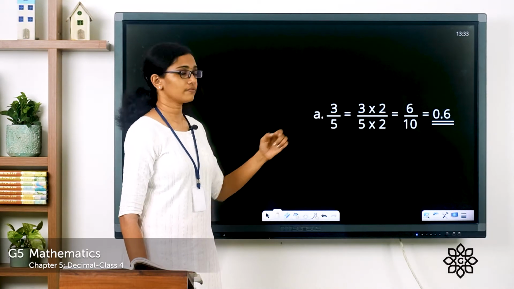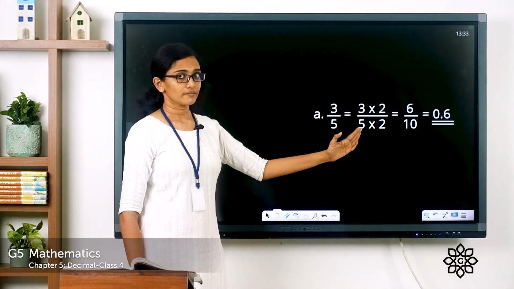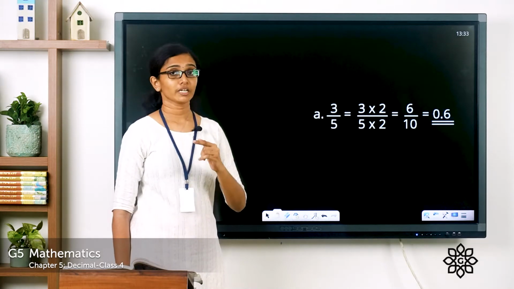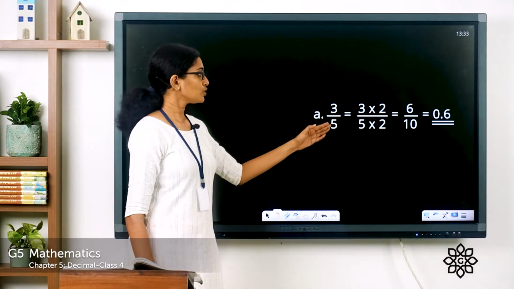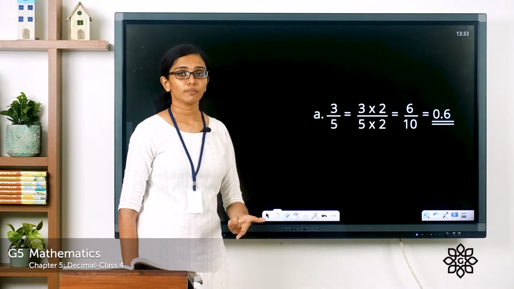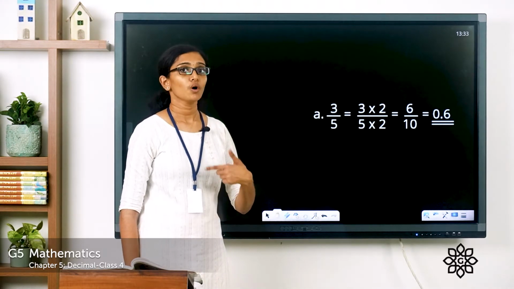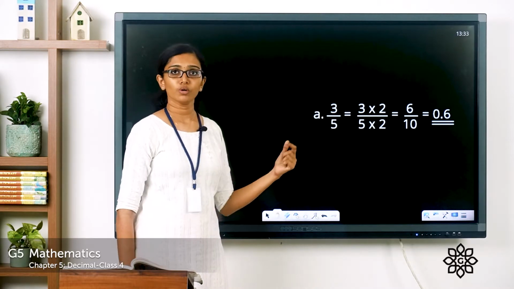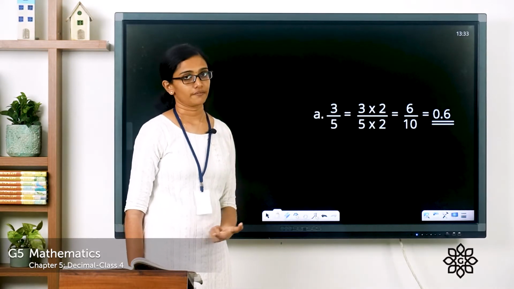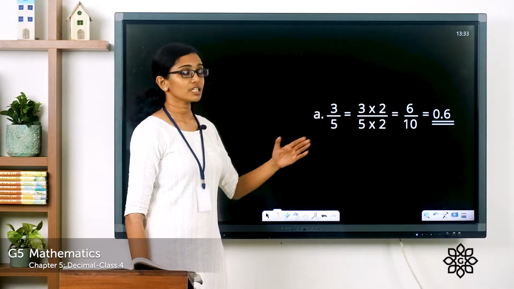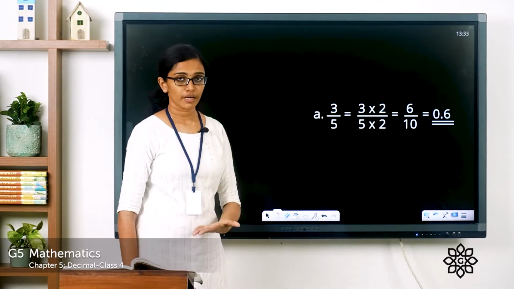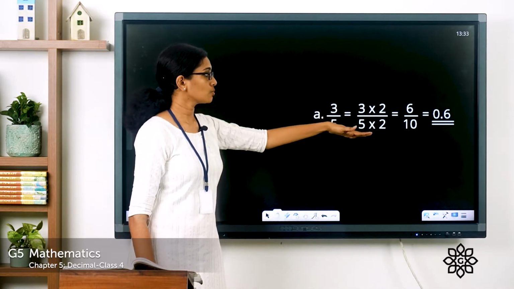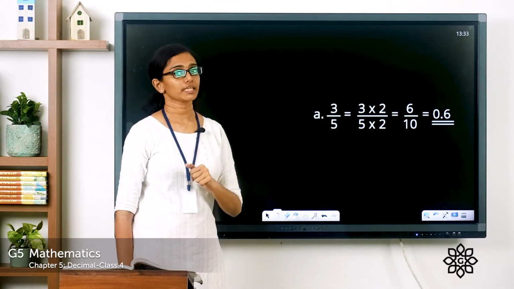So we have 3 by 5. Let's convert it to an equivalent fraction so that the denominator becomes a multiple of 10. So how do you change this 5 to a multiple of 10? 5 ones are 5, 5 twos are 10. So if we multiply 5 by 2, the denominator becomes a multiple of 10. So since we are changing it to an equivalent fraction, let's make sure we multiply both the numerator and the denominator with the same number.